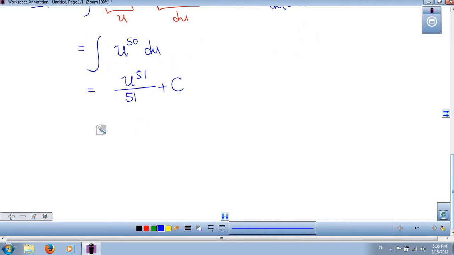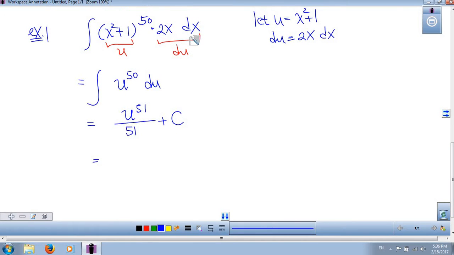Alright, but the answer cannot be left in u. Why? Because we started with an integral in terms of x. So after we have done our integration, we simply replace u with the expression in terms of x again. So here it's going to be x squared plus 1, to the 51st power, divided by 51, plus an integration constant c. And that is that. That is as simple as it is.